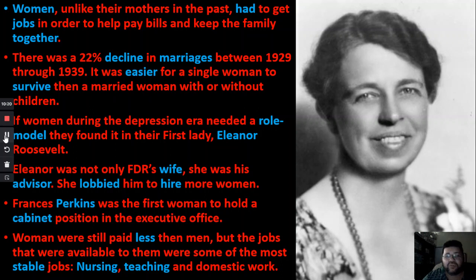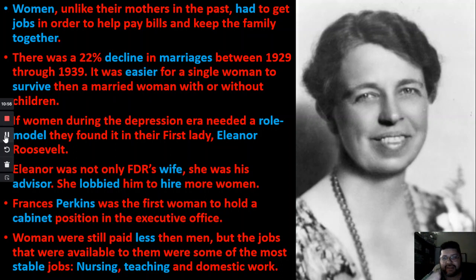Eleanor was not like that. She stuck to the facts and basically won arguments that way. Now, she was not only the president's wife, she was also his advisor. She would tell him, I think you should do this. I think you should do that. When it comes to this, we should do this as opposed to that. She was a lot of times right about things. We know that now because of letters she wrote and letters and things FDR wrote down and stuff like that.